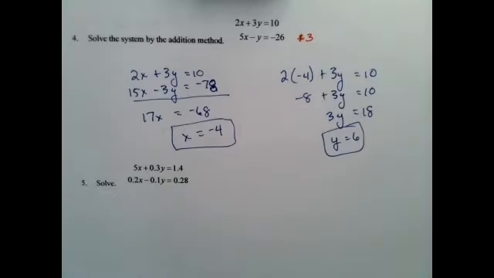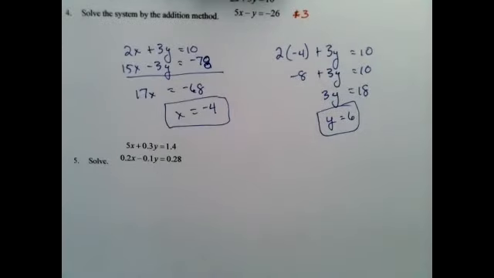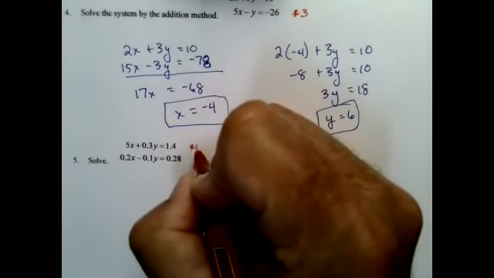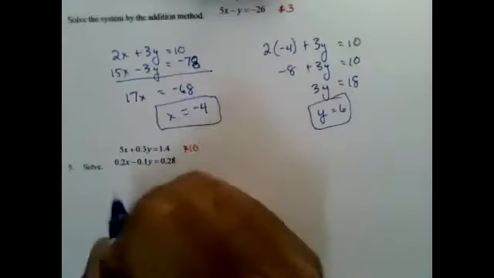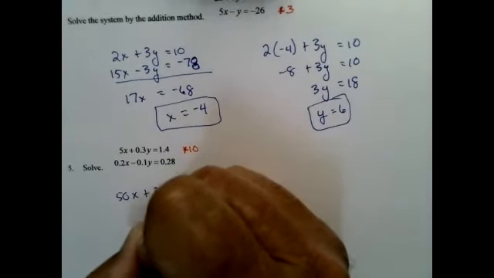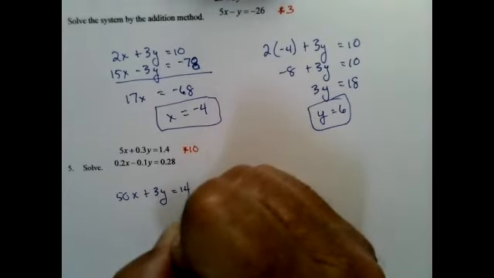All right. Number 5. I don't like working with decimals. So I'm going to take everything in the first row and multiply it by 10. That's going to give me a new equation, 50x plus 3y equals 14.